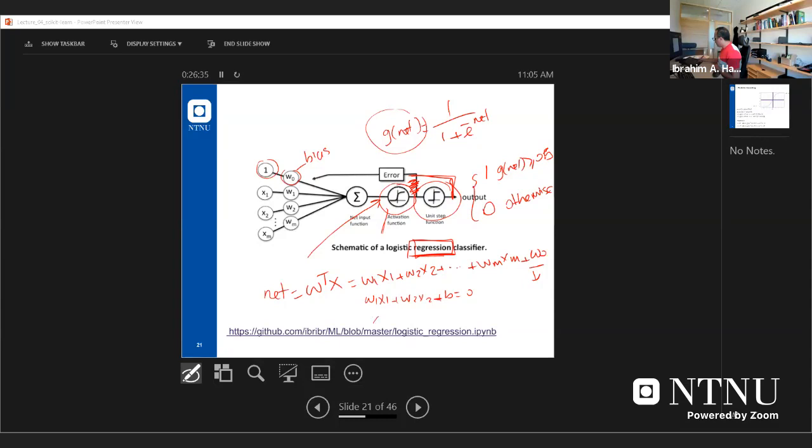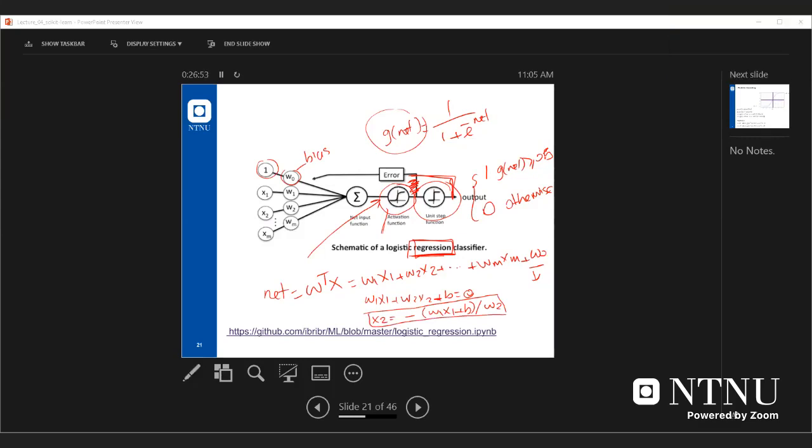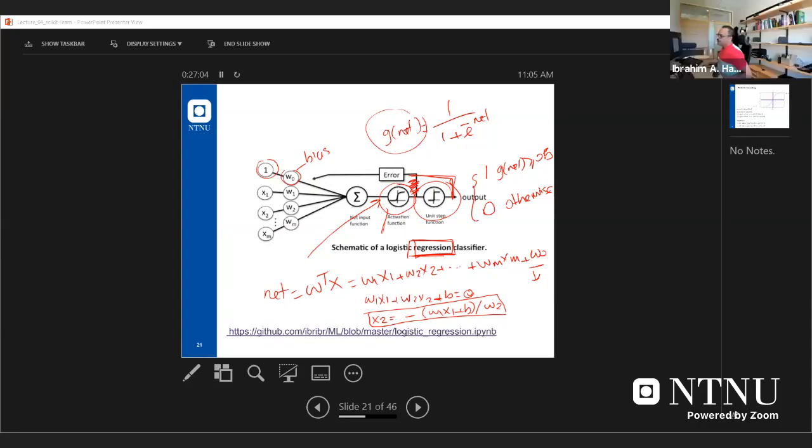I need to find x2. So x2 will be minus (omega 1 x1 plus b) divided by omega 2. On the line it's equal 0, so now we can find the value of x2 and plot the decision line. Yeah, but this decision line will always be a linear one, right? Irrespective of the function, if it is a logistic or unit step activation function. Yes, correct. You are right.